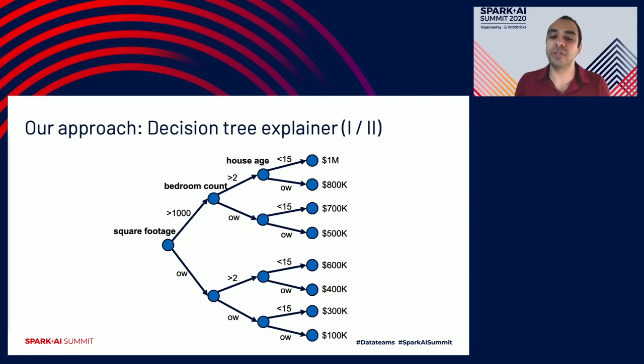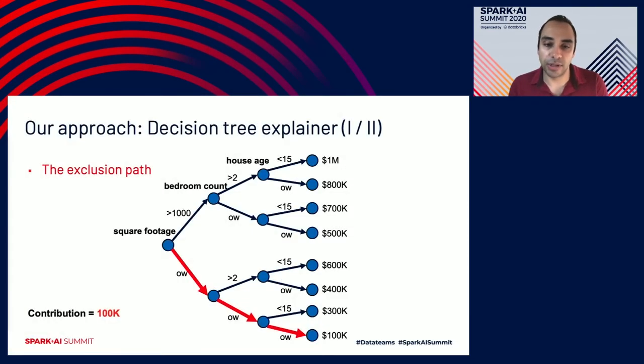For the contribution of the intercept, we set all feature values to 0. We call this the exclusion path of the root node, and it's shown by the red path that you see here. The outcome of the prediction of this red path is 100,000, so we consider that the contribution of the intercept.